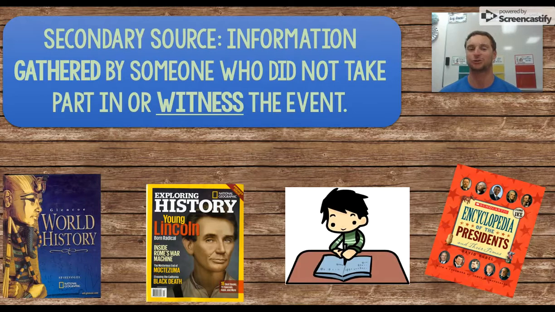Your secondary sources are going to be things like a textbook or something that usually has factual information that was created after the time period that it was written about. Other sources include encyclopedias and documents that were created, like I said, after an event by someone who did not witness the event.